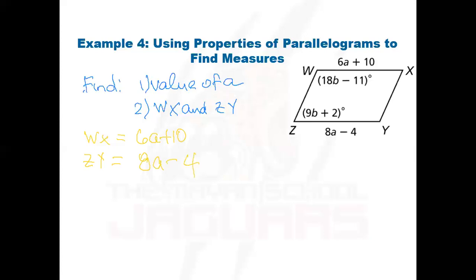And what is the relation between WX and CY? The relation is that they are opposite. So they are opposite, they must be congruent. So WX is equal to CY. The length of the segment WX equals the length of the segment CY. So we replace WX, that is 6A plus 10. This must be equal to 8A minus 4. And we have a linear equation that we can solve.